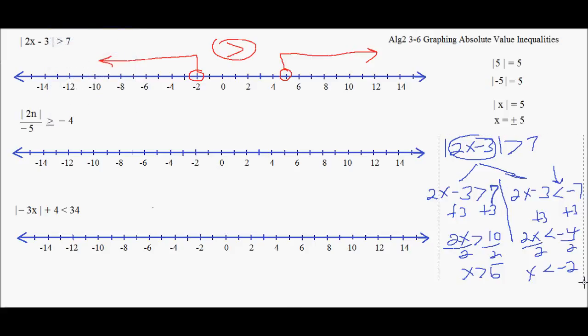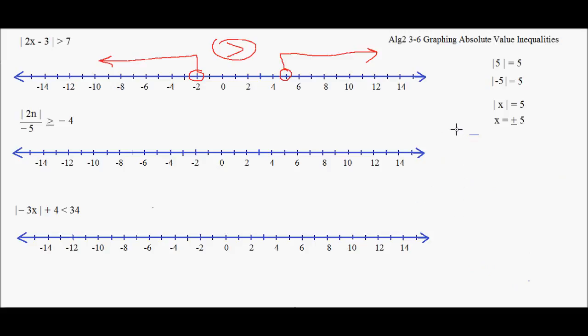I have the absolute value of 2n over negative 5 is greater than or equal to negative 4. Okay, so now I'll rewrite it here: the absolute value of negative 2n over negative 5 is greater than or equal to negative 4. Okay, so I have to multiply this. I want to get this absolute value by itself before I can actually split it into a positive and negative. So I'm going to multiply both sides by negative 5.